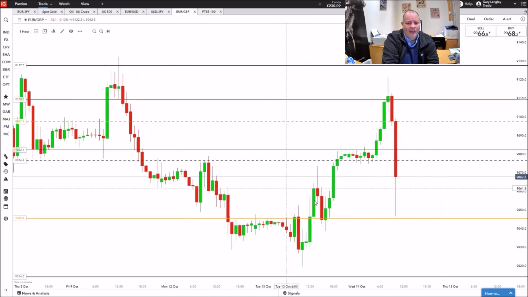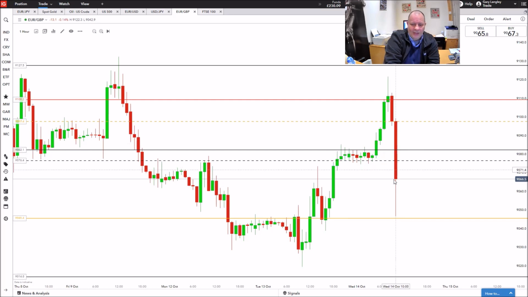This one's caught my eye. We've seen the drive up. It is now rejected. And I want to see what happens at the end of this candle. I'd like to see it push down to then reject back up. That's the general idea.